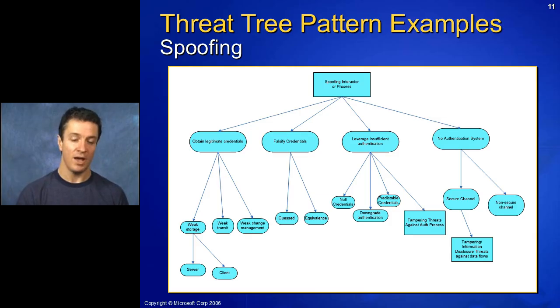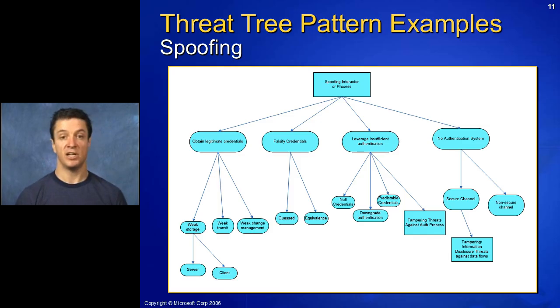So does version 1 of the authentication scheme have weak storage at the server or the client? Does it have weak transmission? Does it have weak change management? Is it easy to guess these credentials? So downgrading the authentication scheme is actually a very interesting attack.